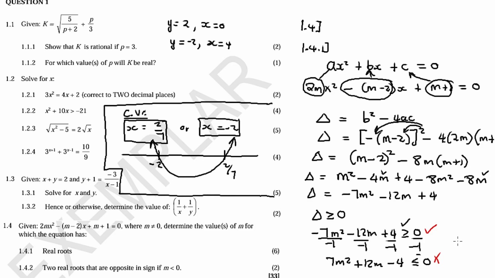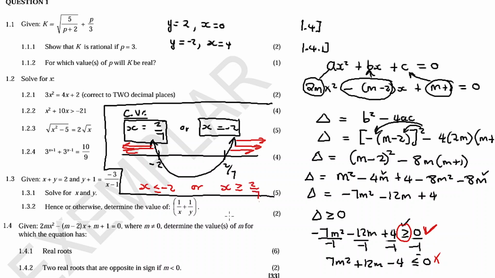We look at the original equation. We look at the inequality sign here. It says what? Greater than. It means our solutions will be on this side as well as this side. So the solution is x less than or equal to minus 2, or x greater than or equal to 2 over 7.